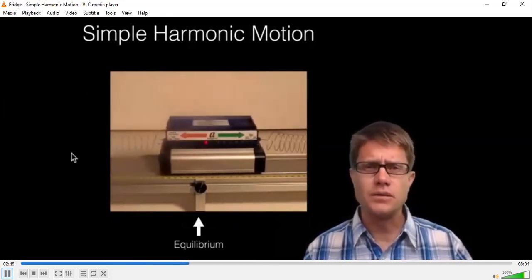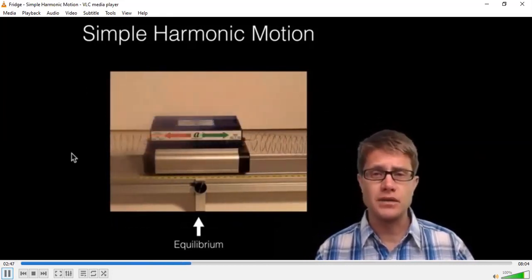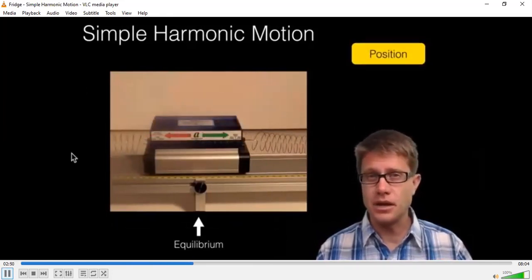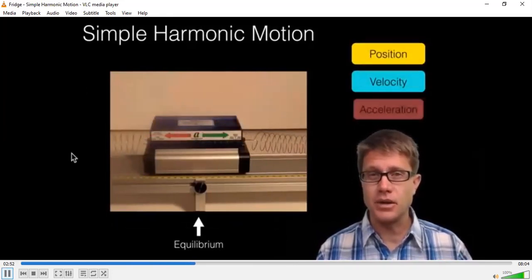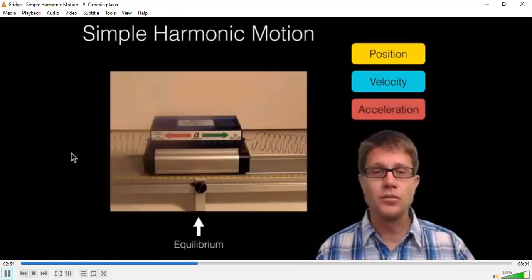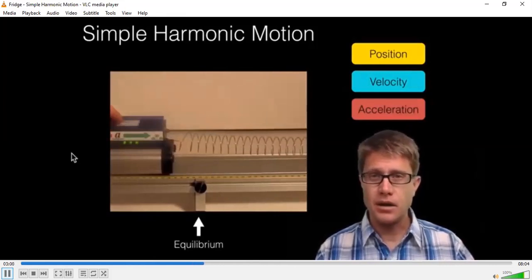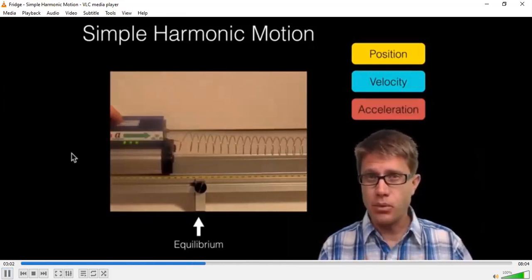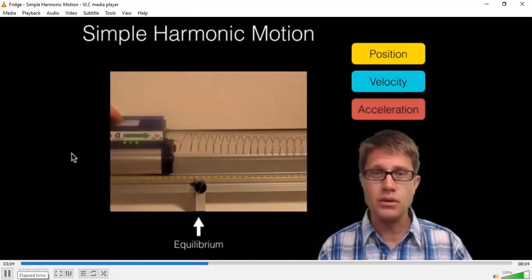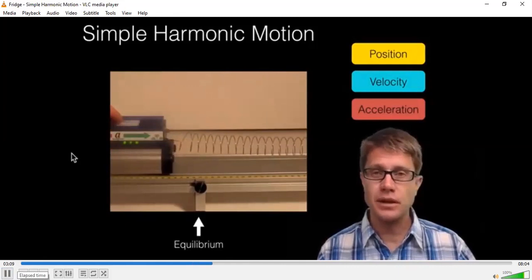What do you have to do in videos like this or in problems like this? You have to be able to identify the position of the object and the velocity and acceleration. When are they at a maximum? When are they going to be at a minimum? So let's use this scenario. I'm going to pull that object towards the left. Now I've let it go. At this point right here, as it's starting to move, where's our position going to be? It's going to be maximum towards the left.